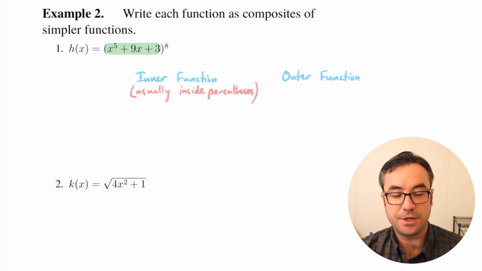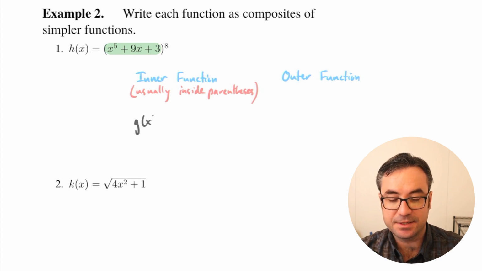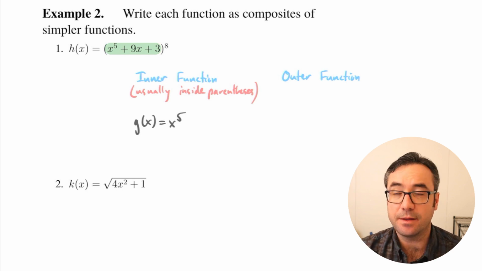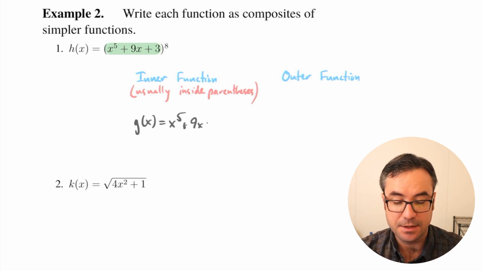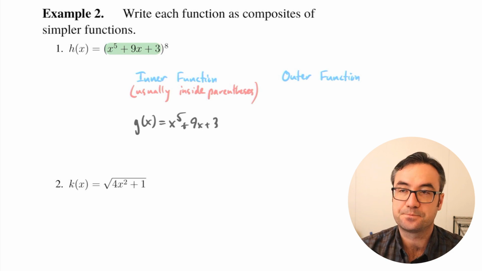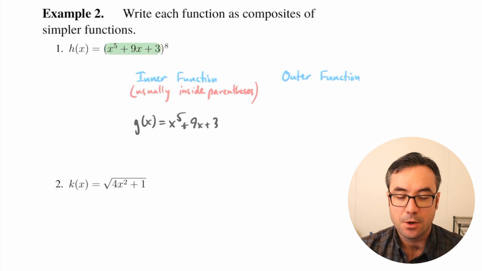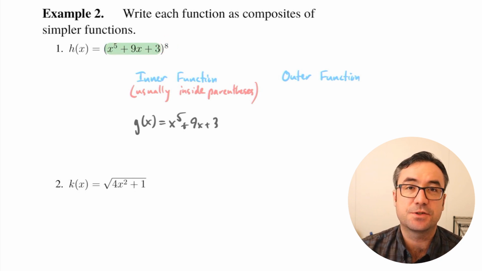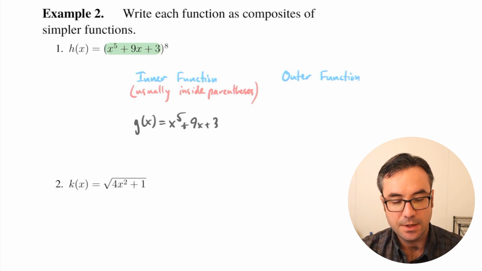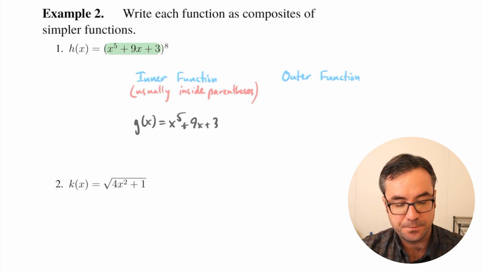So our inner function here, let's call it g of x, and it's going to be that power function, or that polynomial, x to the power 5 plus 9x plus 3. All right, so imagine just kind of clearing all this out. What do we have left? Well, the only thing left is this thing that's raised to the power 8. So when we look at this, that's going to become our outer function.